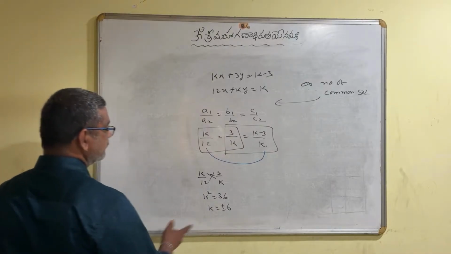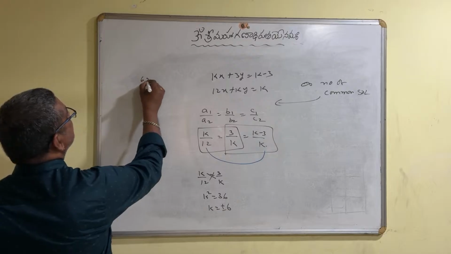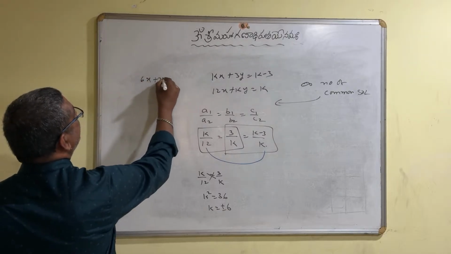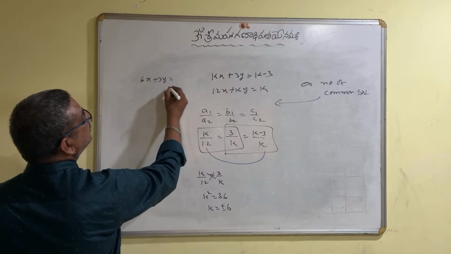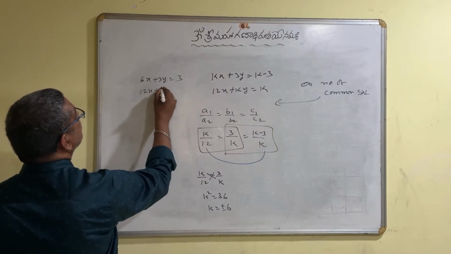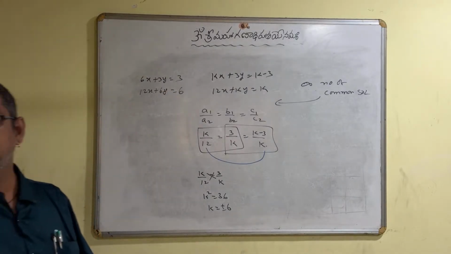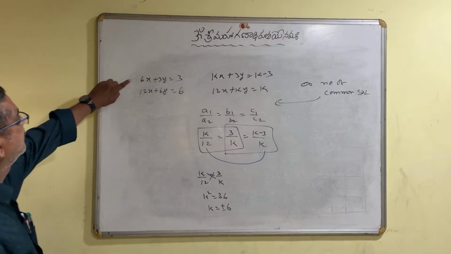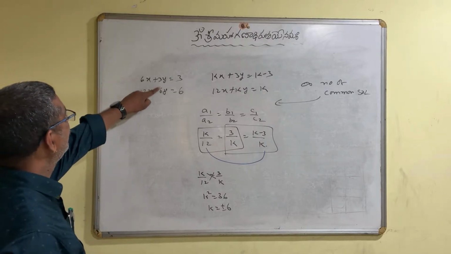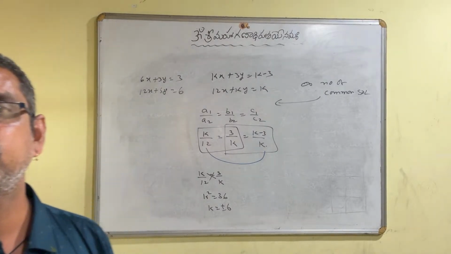Now, if I consider k = 6, then the equations will be 6x + 3y = 3 and 12x + 6y = 6. Children, you can observe here 1 by 2, 1 by 2, 1 by 2. All the three ratios are equal.